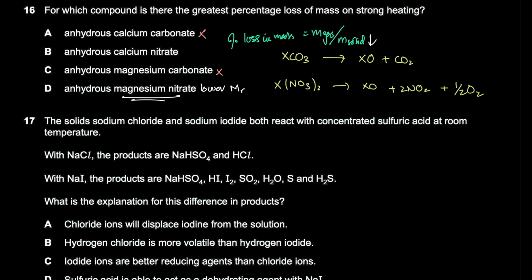Because in the case of calcium nitrate and magnesium nitrate, the same mass of gas will be lost per mole. But because the mass of magnesium nitrate is lower, the denominator is smaller, that means that the percentage loss in mass would be greater for anhydrous magnesium nitrate.